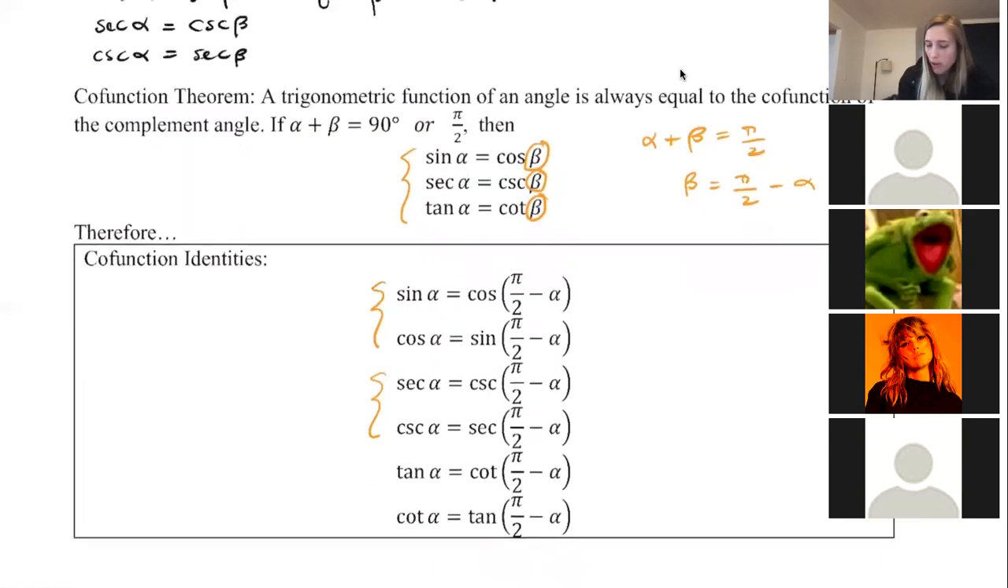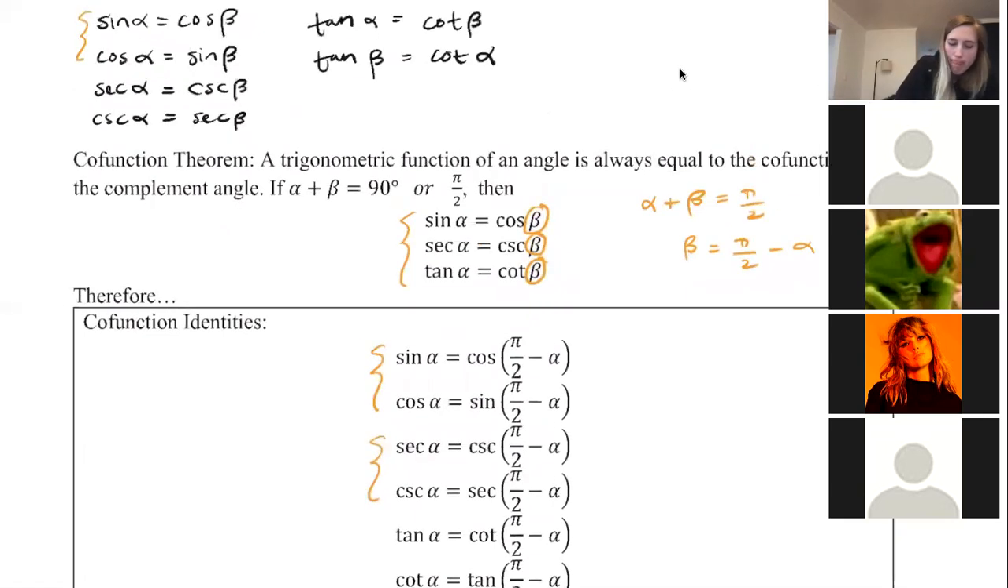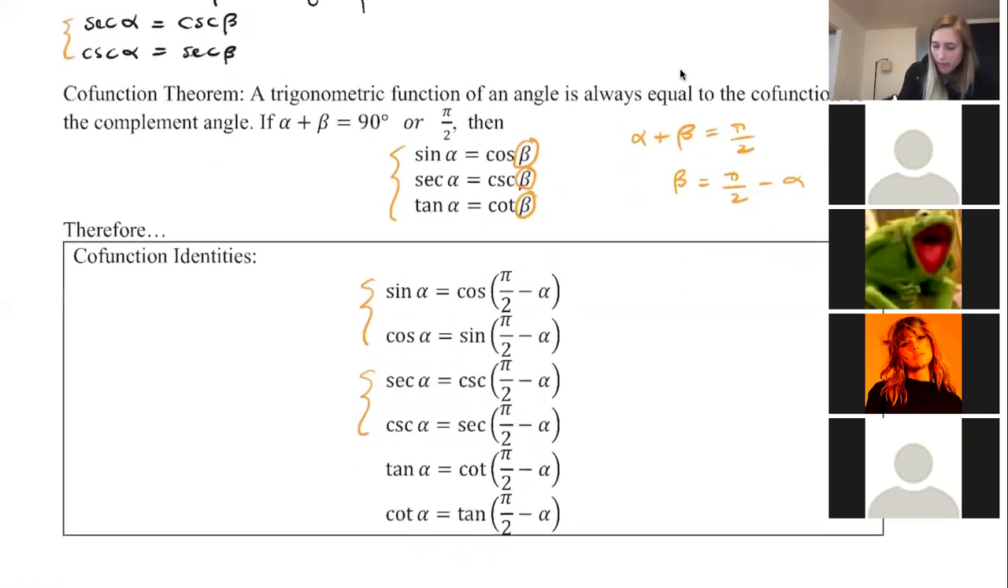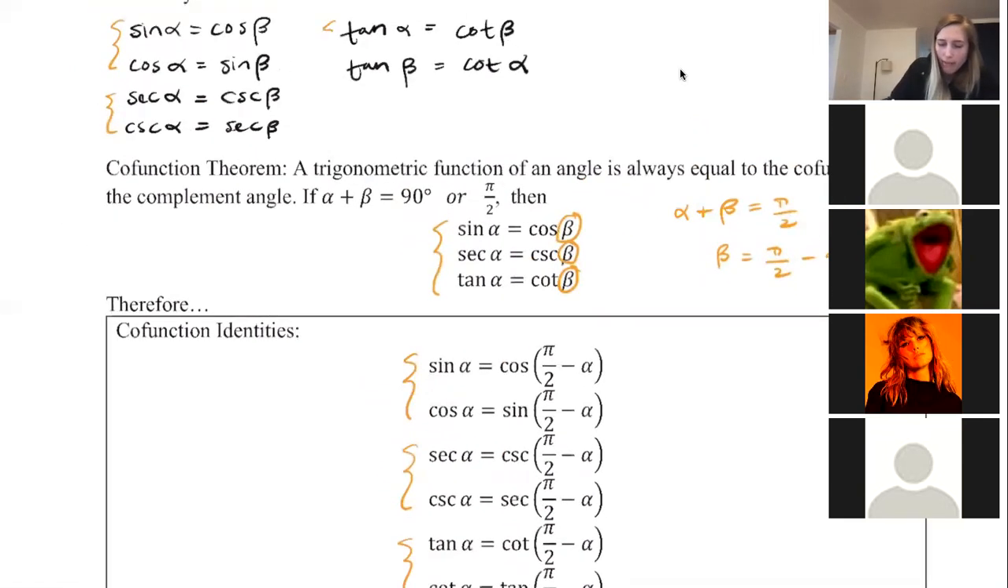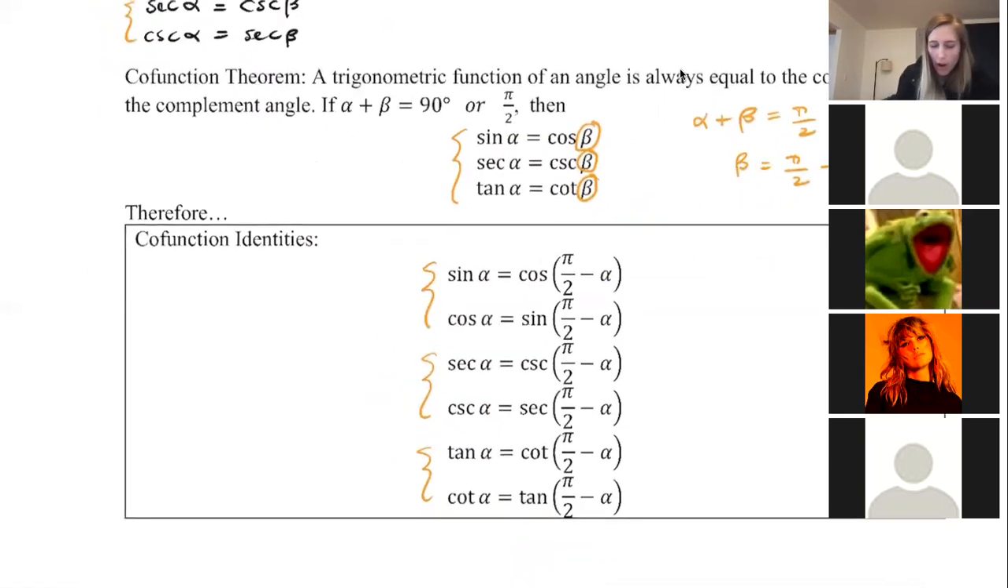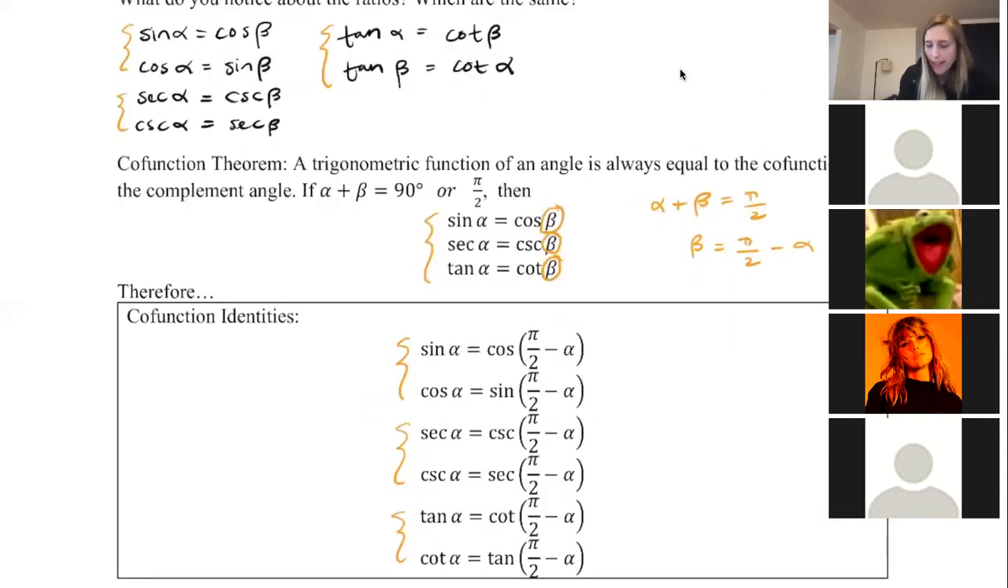Secant alpha equals cosecant of pi over 2 minus alpha. Those guys. Tangent alpha equals cotangent of pi over 2 minus alpha. So those are our cofunction identities.